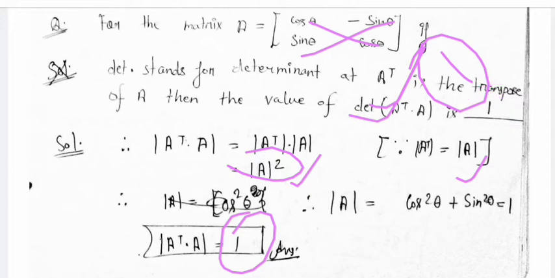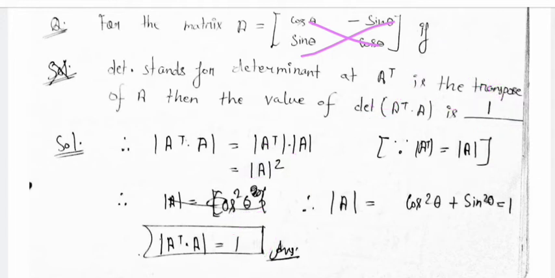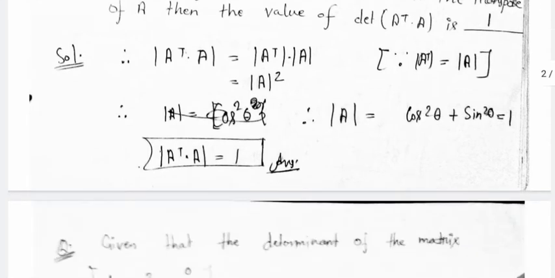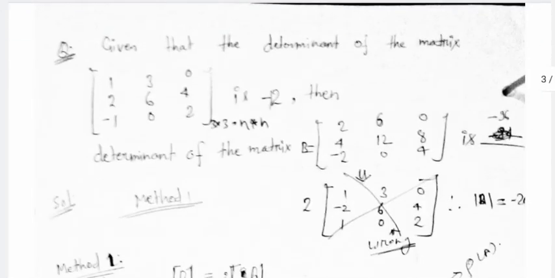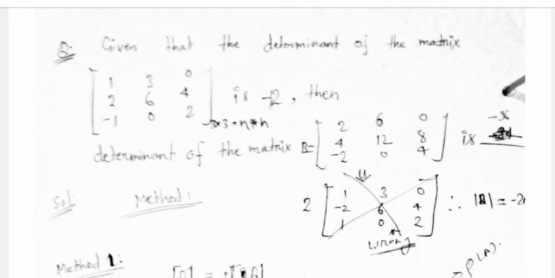Okay, now we come to the next question. The next question is defined as: given that the determinant of the matrix A, which is 1 3 0 in the first row, 2 6 4 in the second row, minus 1 0 2 in the third row, is minus 12, then what is the determinant of the matrix B? Here B is defined as 2 6 0 in the first row, 4 12 8 in the second row, minus 2 0 4 in the third row. Now consider one more very important thing.